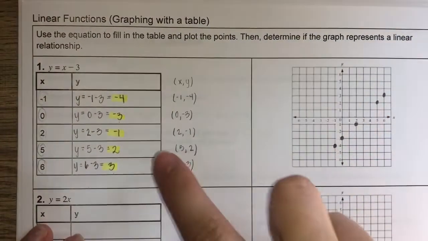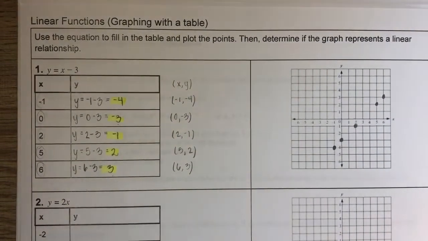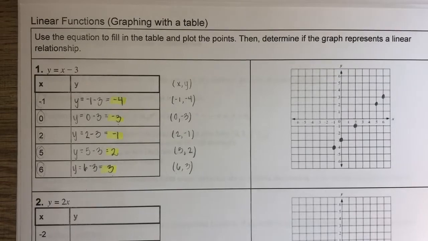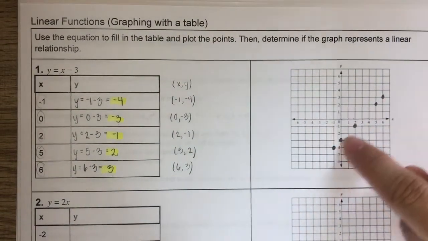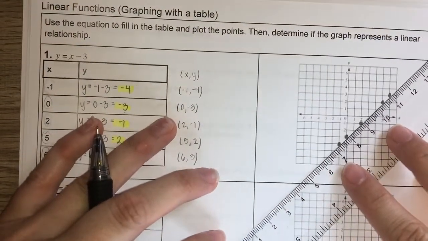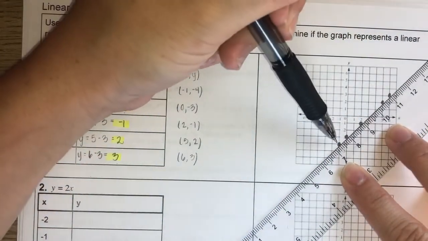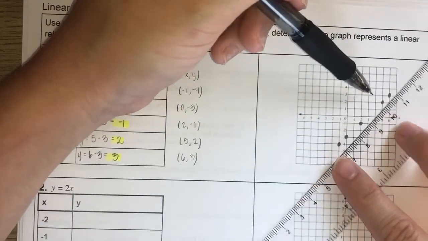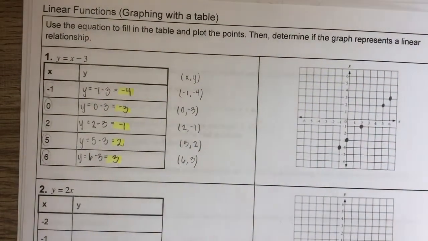So here's the graph that matches our table, or that represents our table. And then if we want to determine if a graph represents a linear relationship, we have to decide if all of the points line up in a straight line. So you can use a ruler if you can't see it right away, but these all fall in a straight line, meaning it's not like one direction this way and then we get really steep. This is all in a straight diagonal line, so that means it's a linear relationship.